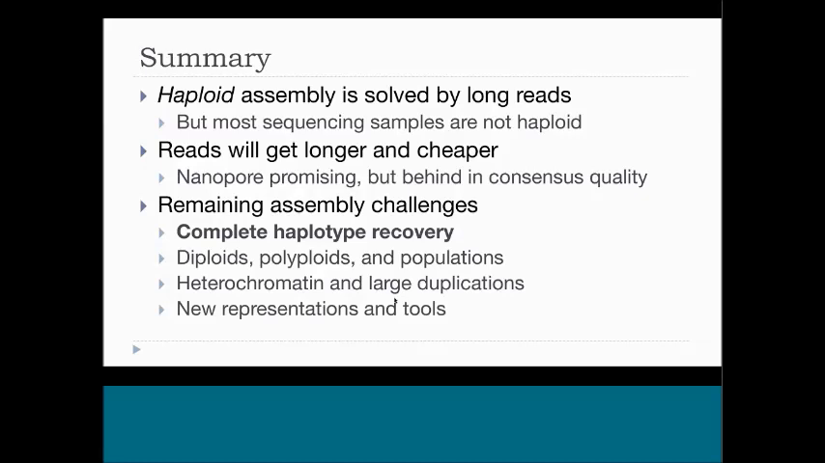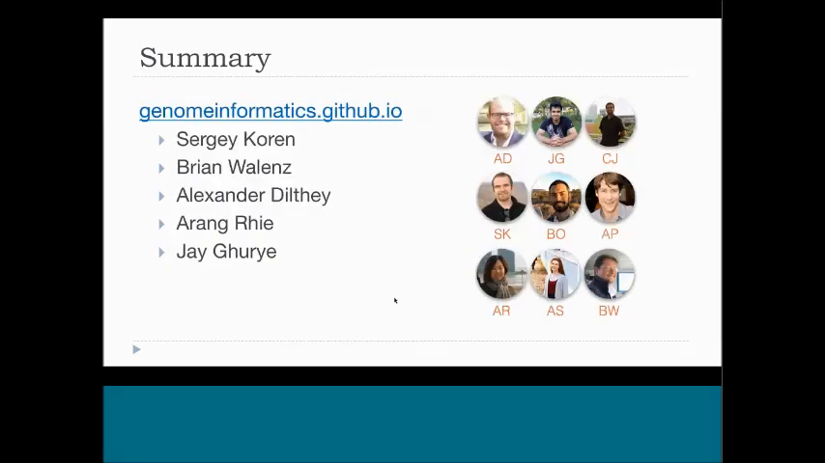Aside from that, heterochromatin and the large segmental duplications are still an issue, and there is always new technology requiring new representations and tools. That's been excruciatingly clear for nanopore: when these ultra-long reads came about, they were too long, they broke the BAM format, they broke all kinds of things. And so the tool chain is having to be adapted to deal with these new data types.